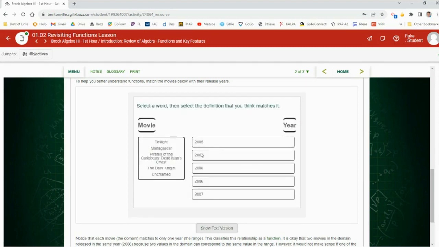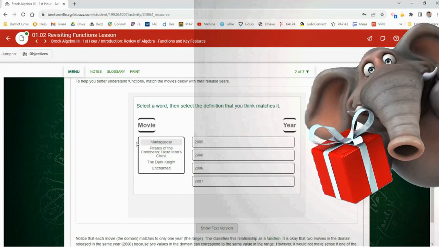Wait a minute. Am I supposed to drag these around? Maybe it's the other 2008. See, now that their thing is wrong. See, it only lets me choose one of the 2008s. All right, now I'll be simpler. Madagascar. Those of you who like that movie, it's a pretty funny movie.